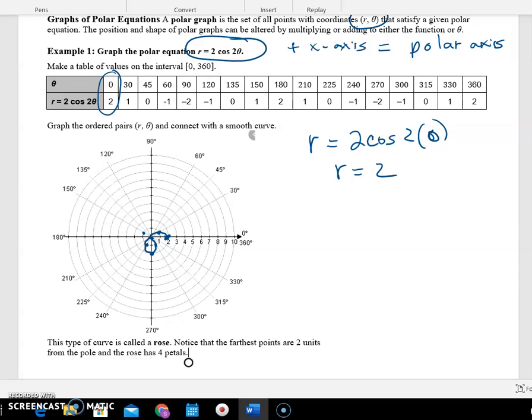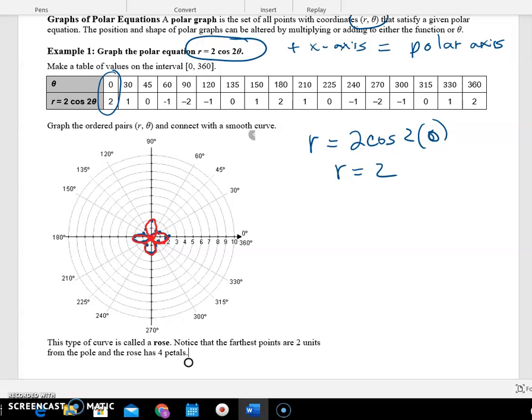Then we have 180 and 2. 210 and 1, 225 and 0. So now we're back at that little loop. 240 and negative 1 would put us right here. 270 and negative 2. 300 and negative 1. 315 and 0. 330 and 1, and then 360 and 2. So I'm going to go back. We started here, and it took us around, brought us down, and we came here, and boom, we finished up like that.